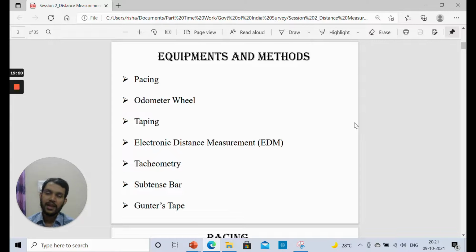Okay, the last one is Gunter's tape, as we have already discussed. It is just a chain, which I will show you with the help of a figure, so that you can get a better understanding of how 100 links are attached to that chain and what the limitations of that chain are. Why it gets difficult to measure distances using Gunter's tape, and why those measurements may not be accurate.